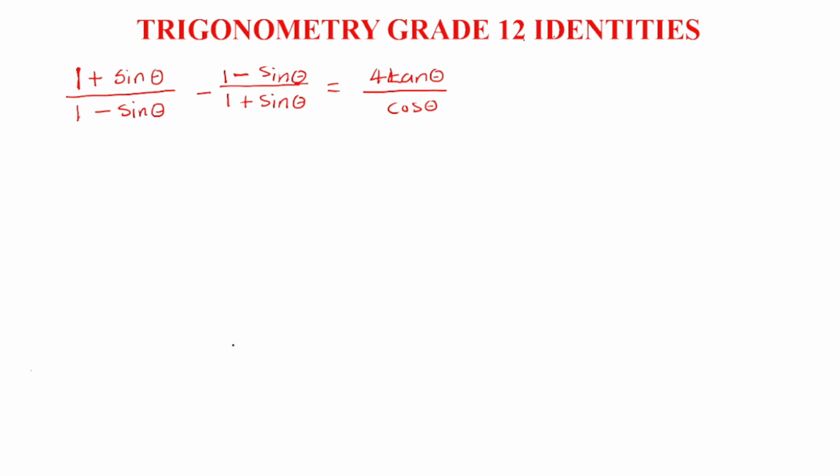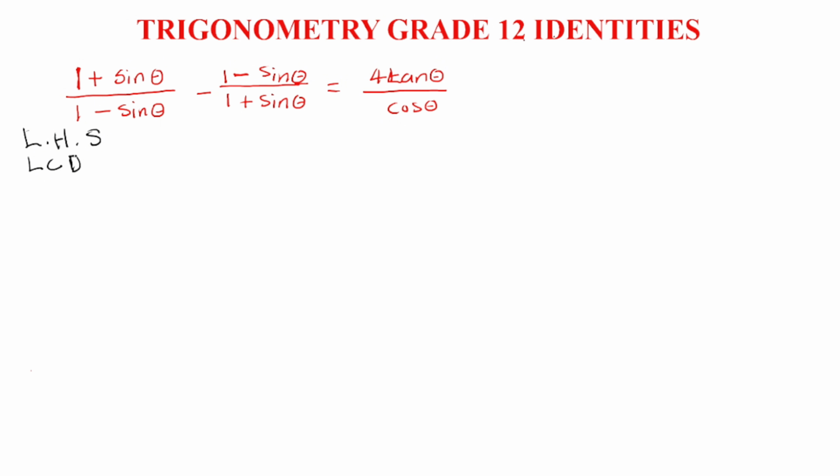What we have here is an example: (1 plus sine theta) all over (1 minus sine theta), minus (1 minus sine theta) all over (1 plus sine theta), should be equal to 4 tan theta all over cos theta. All right. So we said with identities, when we need to prove them, we need to start on the left hand side. So we'd come here and tell our examiner that from the left hand side, because we see that we've got fractions here, the first thing that comes to mind is LCD, lowest common denominator.